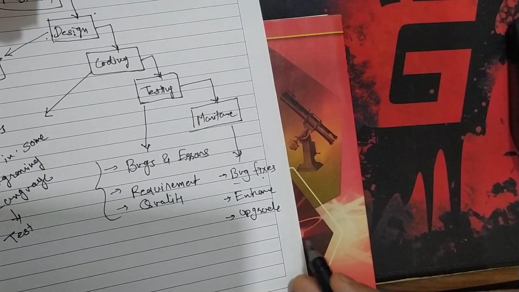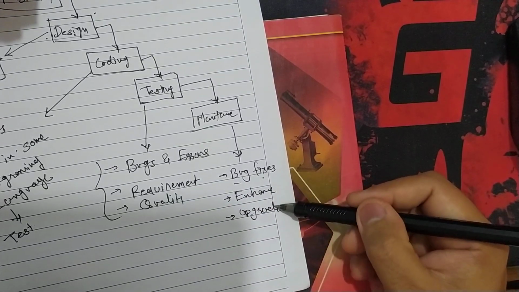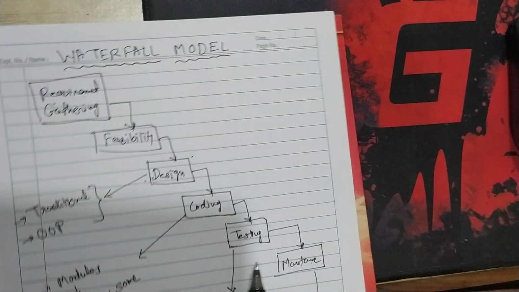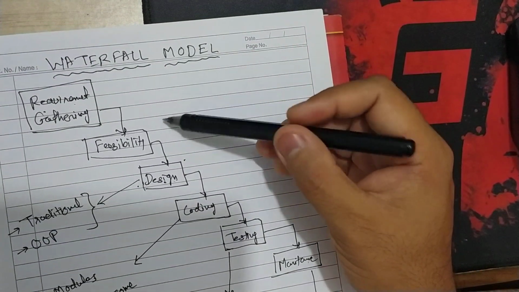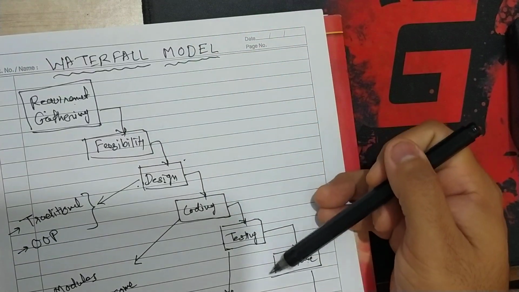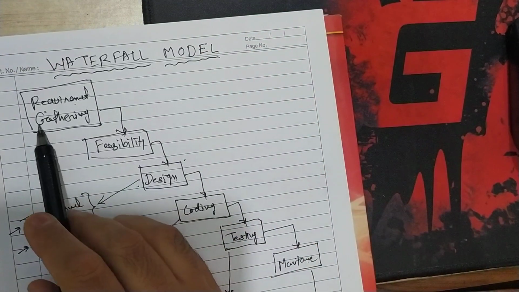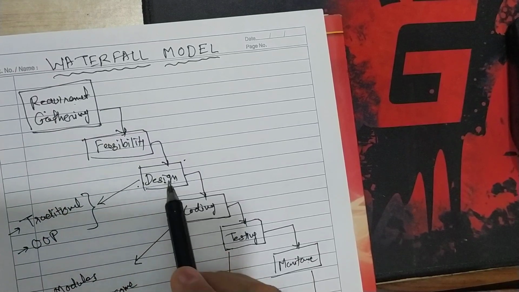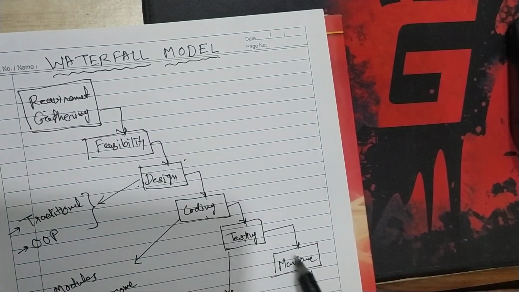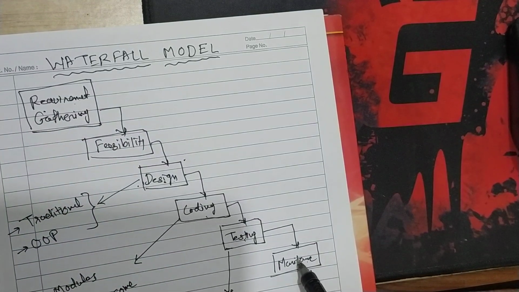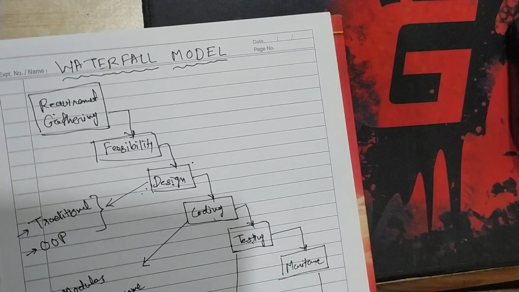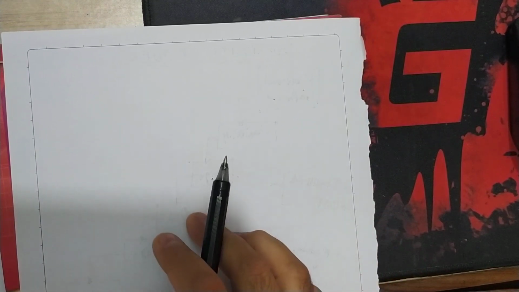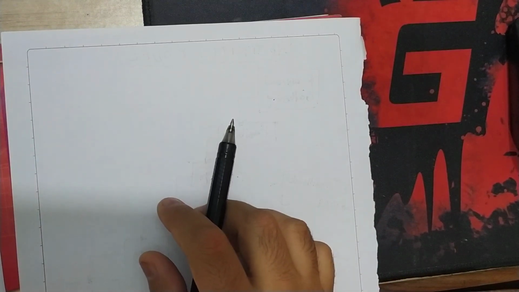Means if the user wants to modify some functionality, we can do it. So this type of model is known as a waterfall model. Each step is defined with one goal. First is requirement, feasibility, design, coding, testing and maintenance. Each phase should be completed before moving to the next step. So this is known as a waterfall model.